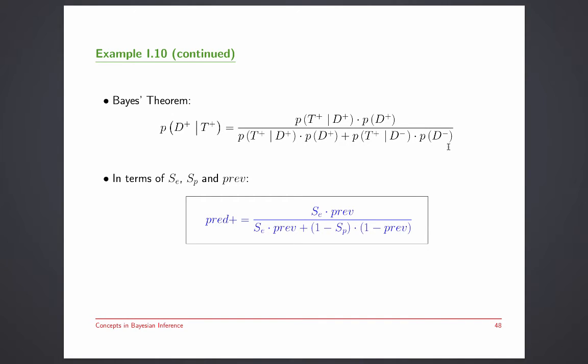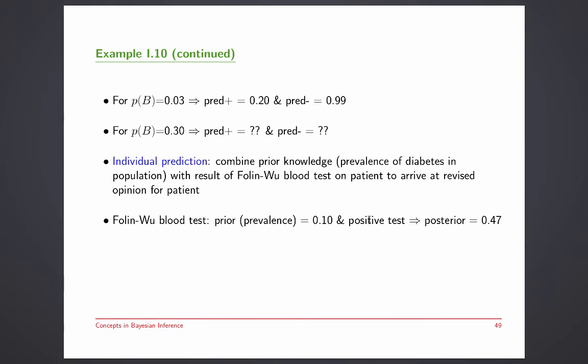The probability for being non-diabetic is then of course also equal to 1 minus the probability of being diabetic and thus equal to 1 minus the prevalence. So here we see that the positive predictive value is written in terms of the sensitivity, the specificity, and the prevalence. The predictive value for a certain population is therefore obtained by plugging in the prevalence values for that population in this expression.